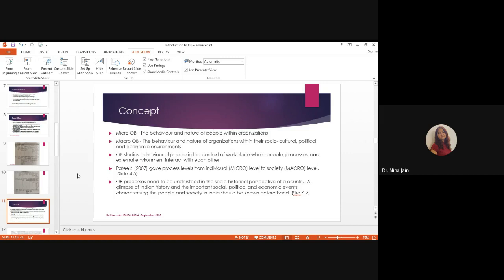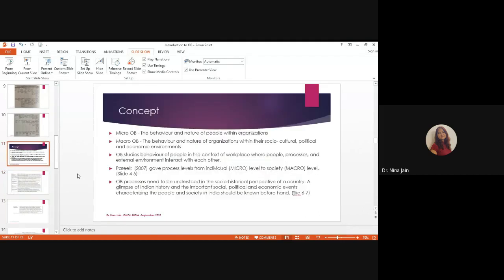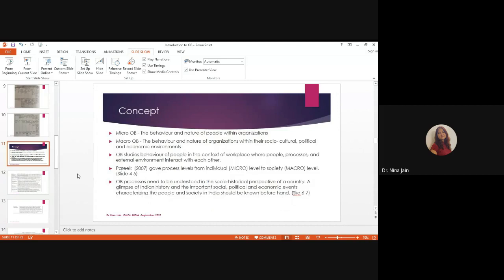There are many people who talk about how we came from all this evolution to micro and macro organizational behavior. So Parikh in 2007 gave process levels from individual level to society level, and that we have to see. This is what Parikh gave us as a tool in 2007. Read again: the process levels from individual level to society level, and this is what it is.